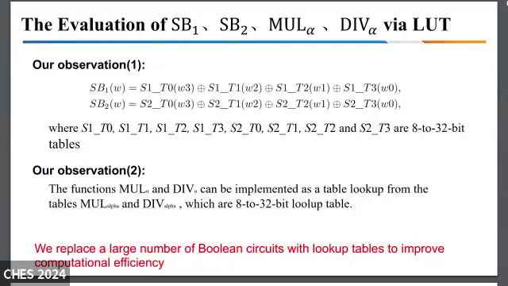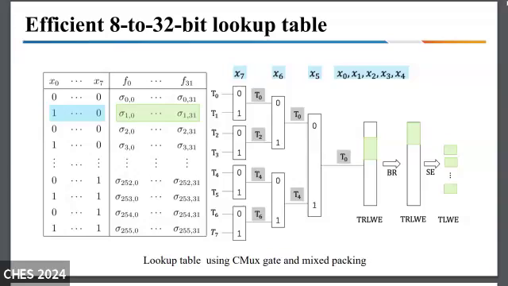Mul half and div half are also 8-to-32-bit lookup tables. So in this, we decided to replace a lot of Boolean circuits with lookup tables to improve the whole computation efficiency. This slide shows how to evaluate the 8-to-32-bit lookup table.